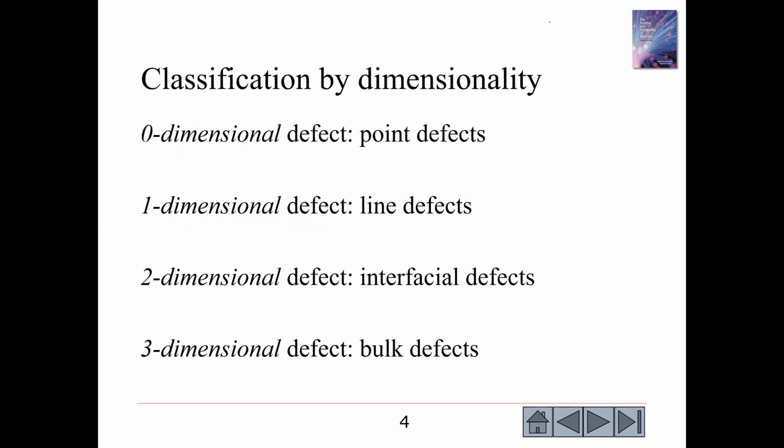If you classify defects on the basis of dimensionality, we have zero-dimensional defects, which we call point defects. A point has zero dimension. One-dimensional defects are usually called line defects. A line has one dimension. Interfacial defects are two-dimensional defects, and bulk defects or volume defects are three-dimensional defects, because a volume has three dimensions. A surface has two dimensions. So interfacial defects are actually surface defects.